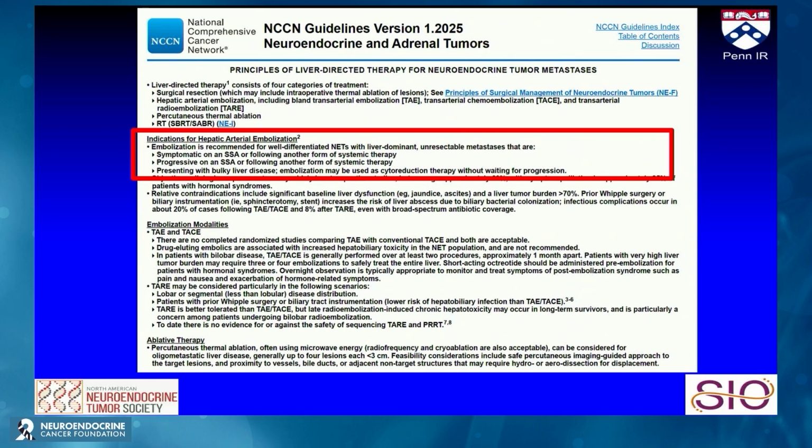So if you have liver-dominant disease that's progressing on a somatostatin analog, octreotide or lanreotide, or is symptomatic despite being on octreotide or lanreotide, or if you just walk in the door with bulky liver metastases where we don't want to risk waiting to see if an SSA would work for you, those are all reasons why you might say, okay, you should get some form of liver embolization.